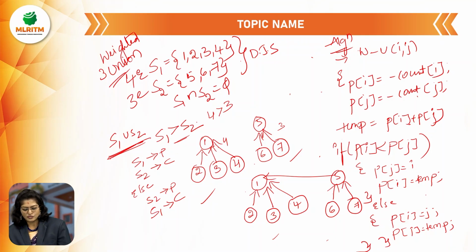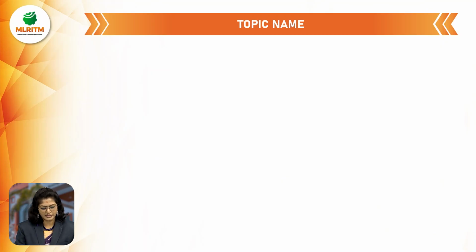1, 2, 3, 4, 5, 6, 7. Yes, S1 intersection S2 we did, and weighted union of i, j. You need to count first P of i, how much, just count that elements and place here. Here also place. Then you need to add that P of i and P of j. Then you need to continue the procedure. So what is P of i that we have?